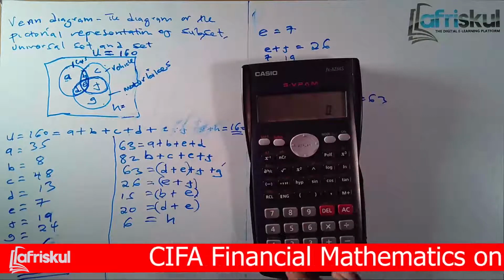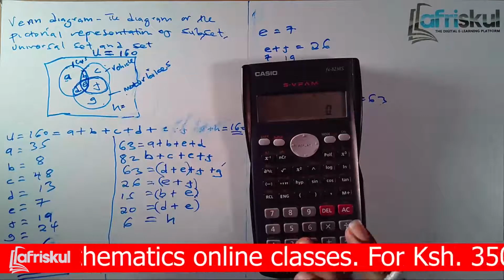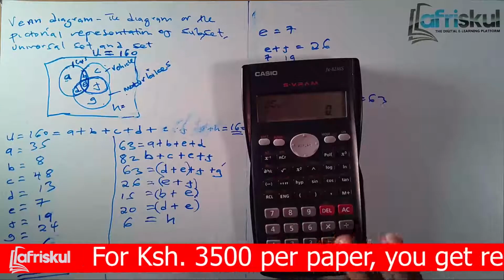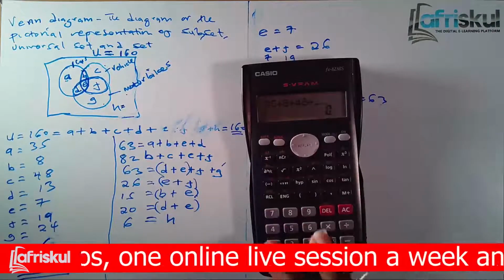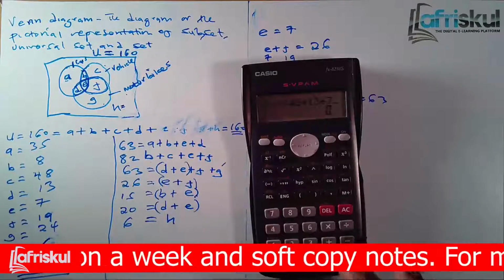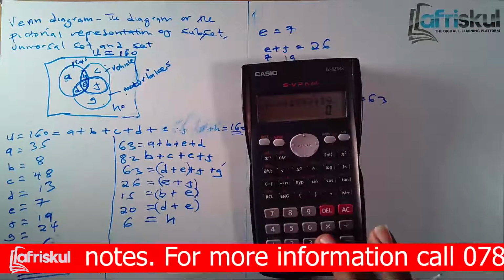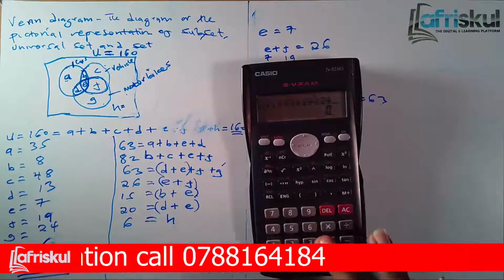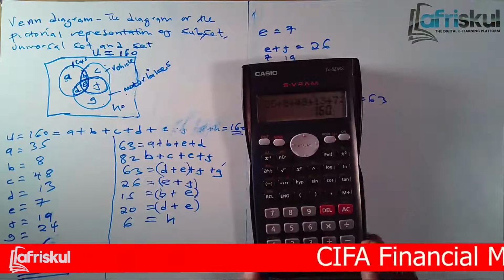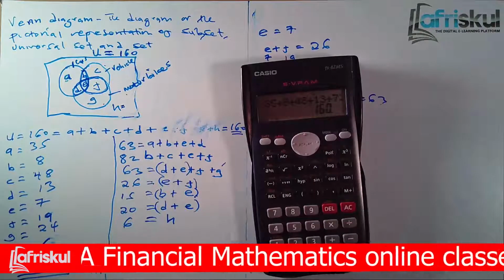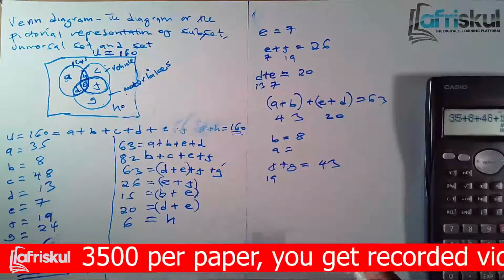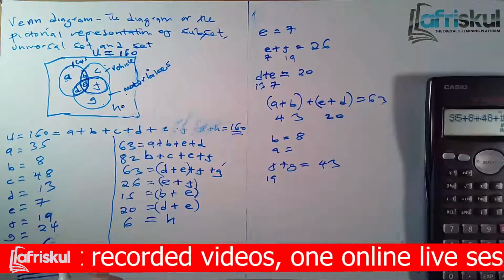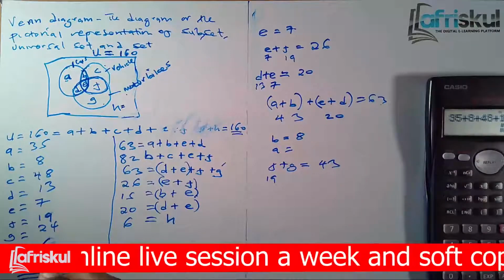Therefore, let's see if we got the right thing. 35 plus 8 plus 48 plus 13 plus 7 plus 19 plus 24 plus 6 gives you 160. When you reach there, as a student, you laugh, because you've gotten your answer.